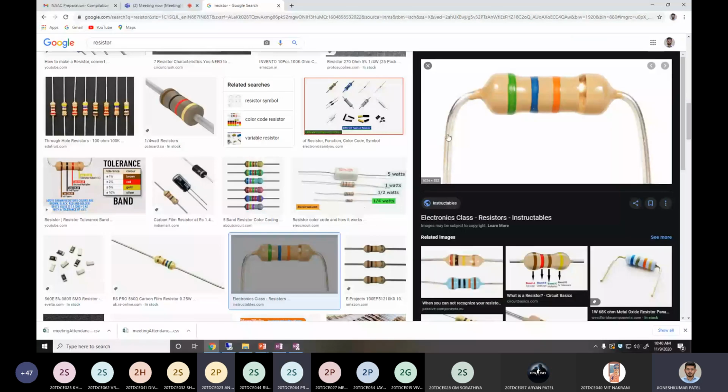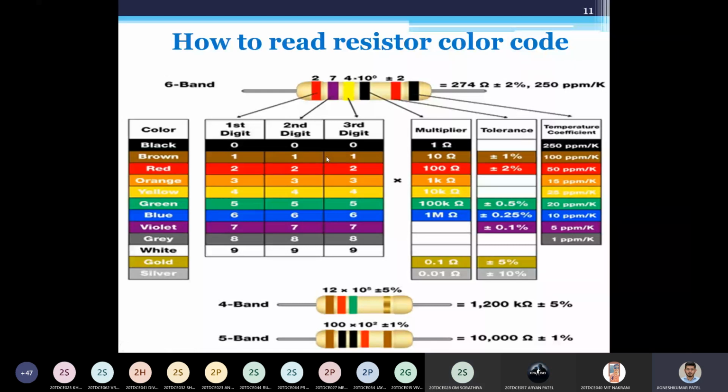So in this way, you can read the value of different resistors. I hope you all are clear on how to read this. I'll share this sheet with you, and you have to memorize it. Then you will be able to perform in the exam, where you have to solve some examples.